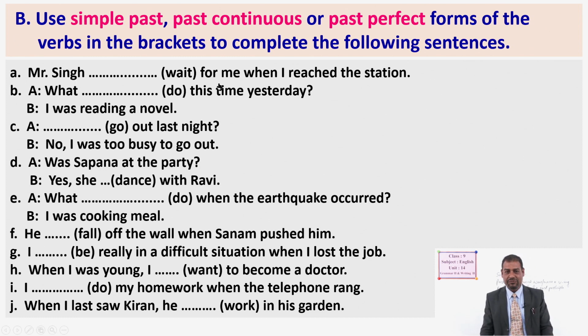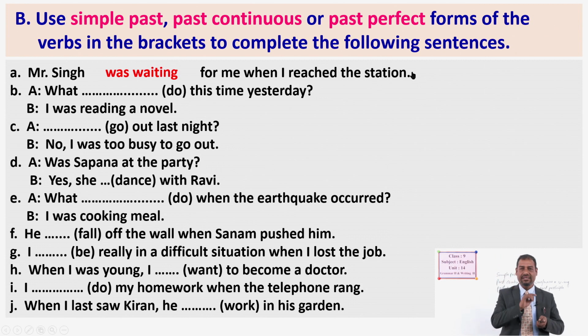Mr. Singh waited for me when I reached the station, or Mr. Singh was waiting for me when I reached the station, or Mr. Singh had waited for me when I reached the station. Which one is the correct option here? All of you try to tell me. Okay, let me check it. Now your answer should be: Mr. Singh was waiting for me when I reached the station.